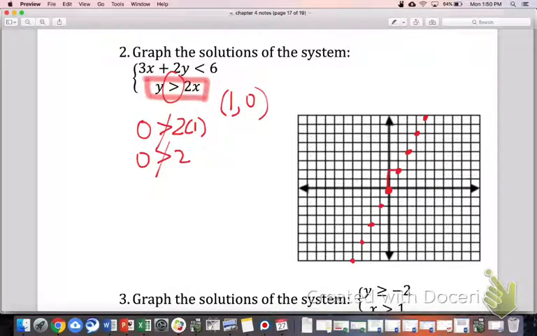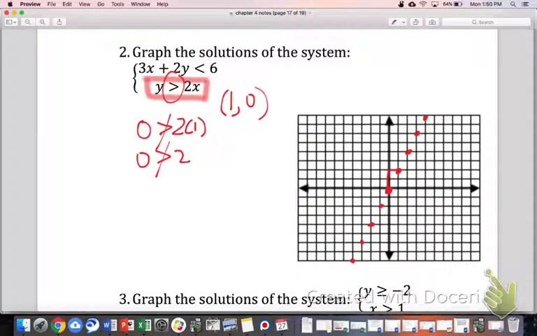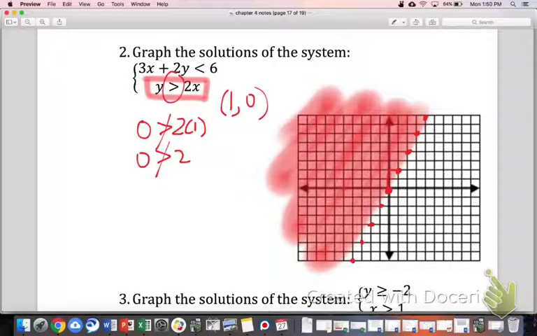Grace, thanks for saying something. That just slipped right on past me, and I was going to go on my way. Thank you for saying that. Okay, so does that region make more sense to you guys? Okay, let me clean that up a little bit. Something like that. Okay, so now we got to graph the other line.